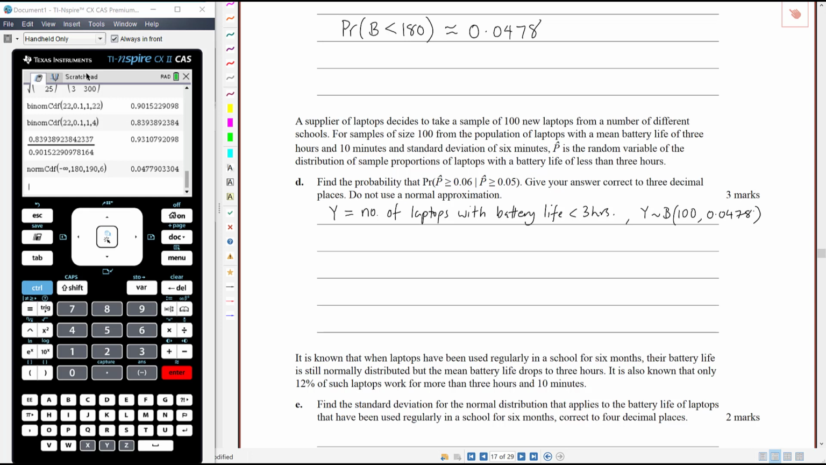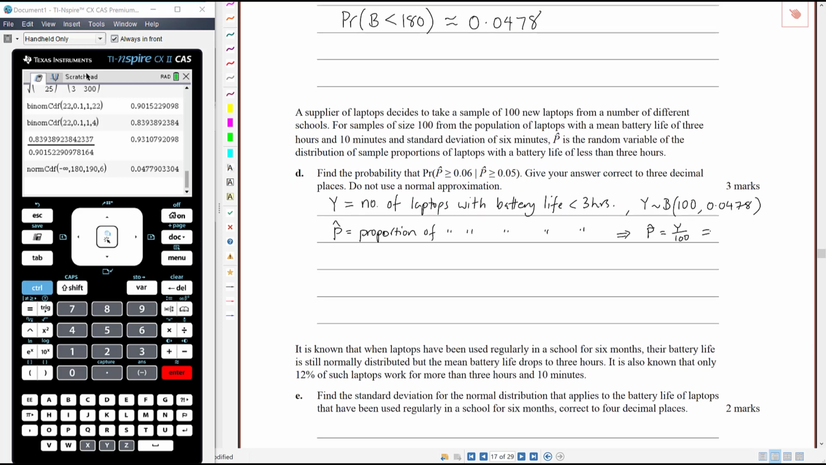Okay. Now, we know that p hat is the proportion of laptops with battery life less than 3 hours in the sample. And so what that means is that p hat is y divided by 100. So if 2 laptops in the sample have a battery life less than 3 hours, the proportion of batteries with a life less than 3 hours is 2 divided by 100. So that means that y is equal to p hat times 100.